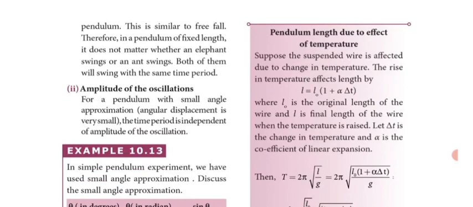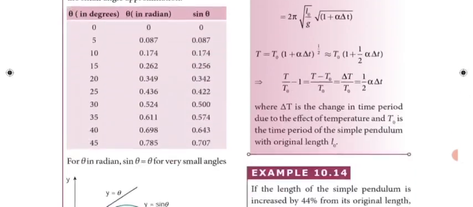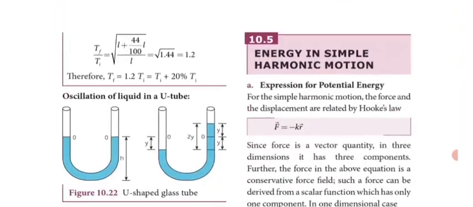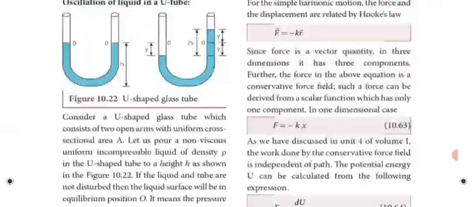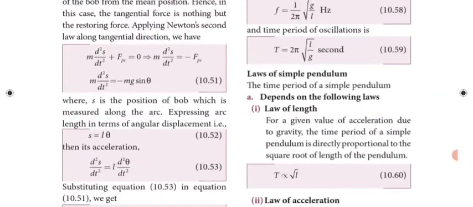And next, the amplitude of the oscillations. For a pendulum with the small angle approximation, the angular displacement is very small. So the time period is independent of the amplitude of the oscillations. Okay, understood what the things are that have to be given. These are the laws of the simple pendulum, very important ones.